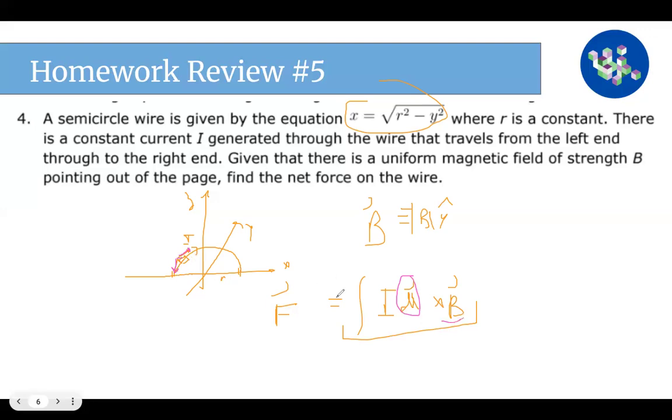You can just work out the integral, and after you integrate, you'll find the net force on the wire. That should be solvable on your own, and if you really want me to do this, you can send me an email and I can go over it next class.